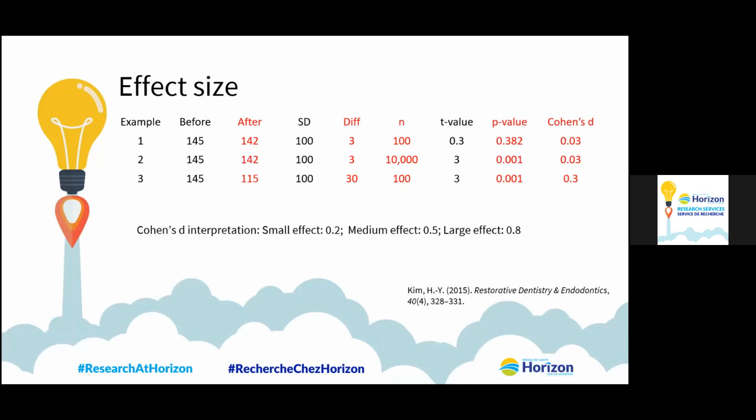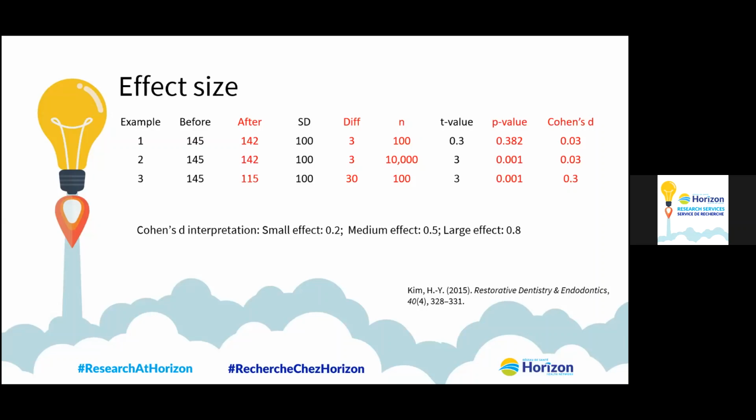They run a t-test and they get a p-value of 0.382. So that's greater than our alpha level of 0.05, our threshold. So we would conclude that there is no statistical significance, and these groups before and after are not different.